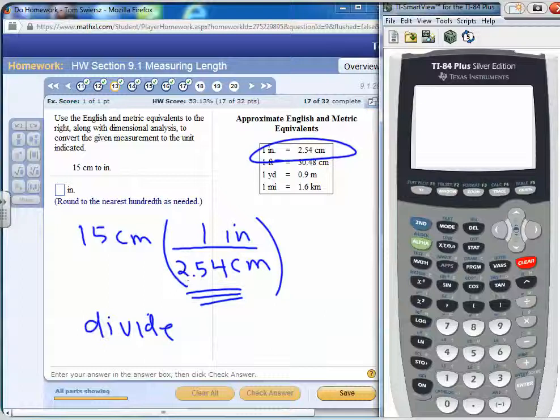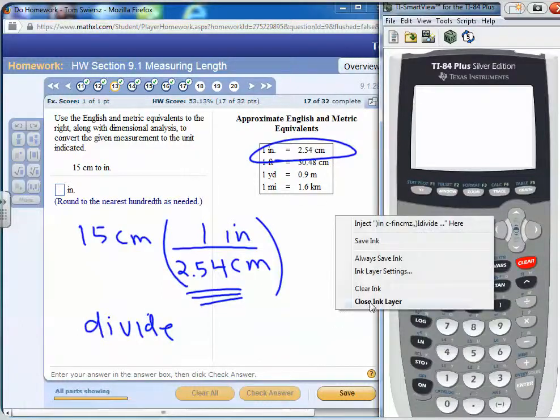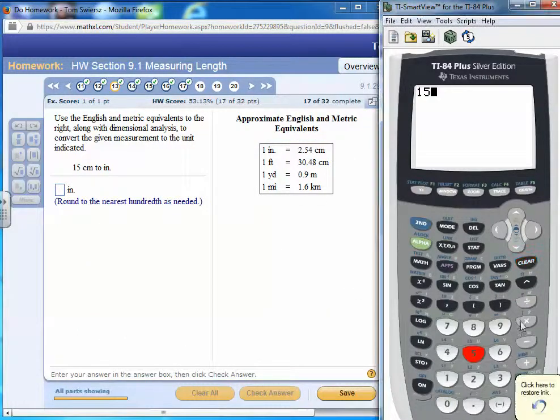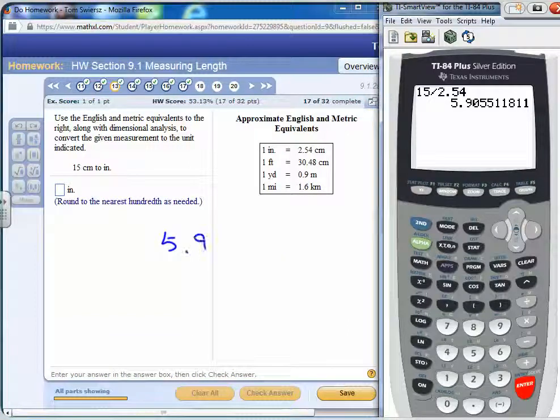All right, so if we do that on our calculator and divide, we get 5.9055, rounded to the nearest hundredth, 2 decimal places. So 5.905. The 5 is in the third decimal, is higher, so we would add 1 to the 0, so it would give us 5.91 rounded to the nearest hundredth, 2 decimal places.